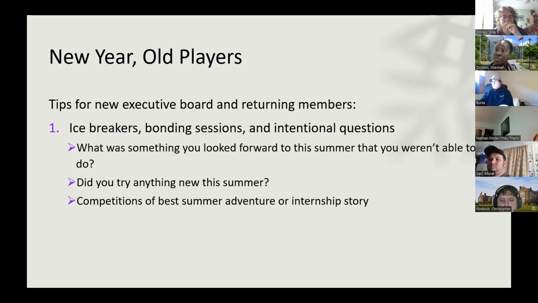It can look like intentional conversations. It could also very much look like making it fun and exciting and making a competition that everyone can engage in, because they know how the organization flows. They've been here previous semester. They are an old player, as I'm saying in this particular presentation. And so finding new and exciting ways for them to re-engage with the organization and to come back to the semester so that you all can have a great semester.